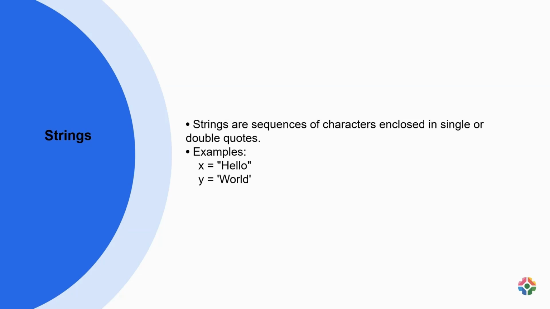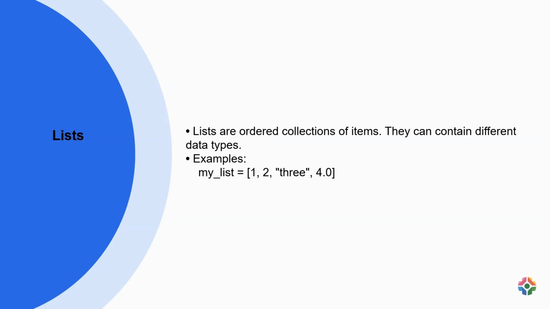For example, variables x and y can be assigned the values "hello" and "world", respectively. This provides a way to work with textual data in programming languages, giving developers the ability to manipulate and display text-based information effectively. Lists are ordered data structures in Python that can hold a variety of data types.